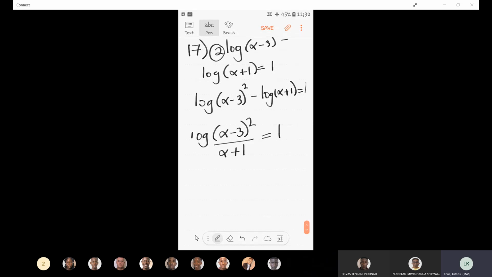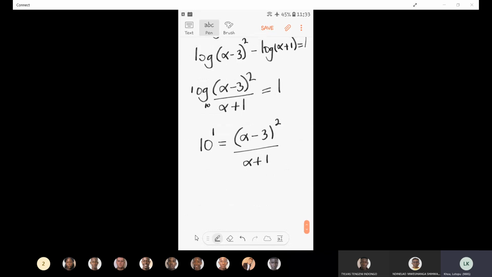Then I can rewrite this in exponential form. So the base here is 10. So I have 10 to the power of 1. This is equal to alpha minus 3 squared over alpha plus 1. 10 to the power of 1 is just equal to 10. And then I will multiply the denominator out. So on the other side, I have 10 times alpha plus 1. This is equal to alpha minus 3 squared.